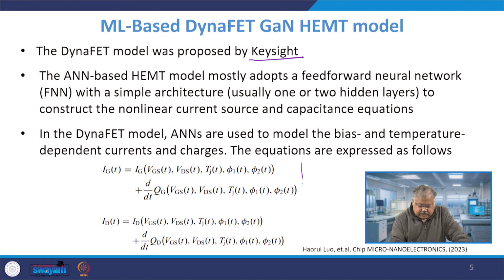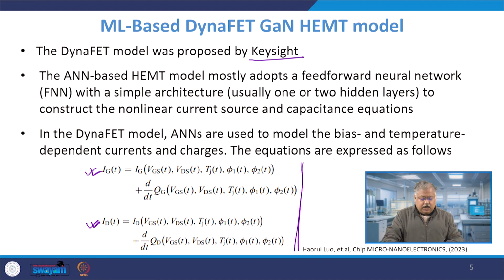Looks complicated, but it's actually very easy to understand if you look carefully. So you see there are two components of the current which we are trying to model in a GAN HEMT model. First is a gate current, which is a time dependent gate current, and we have a time dependent drain current here. So I have this gate current at this particular point here, and I have this drain current at this particular point.